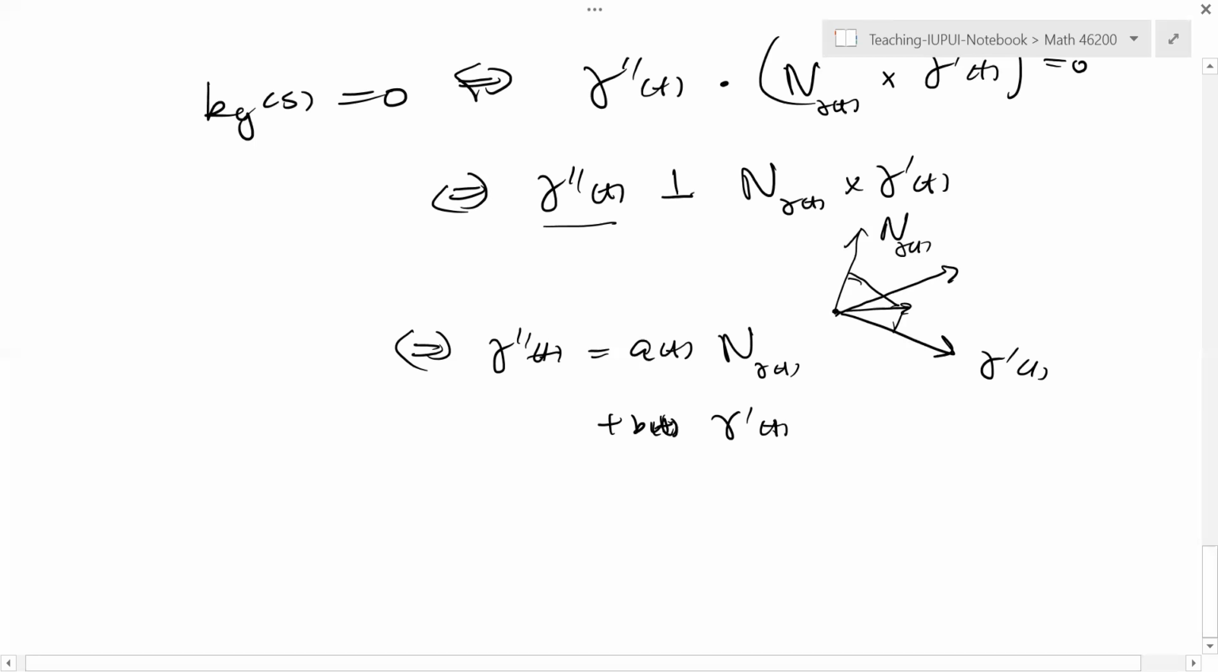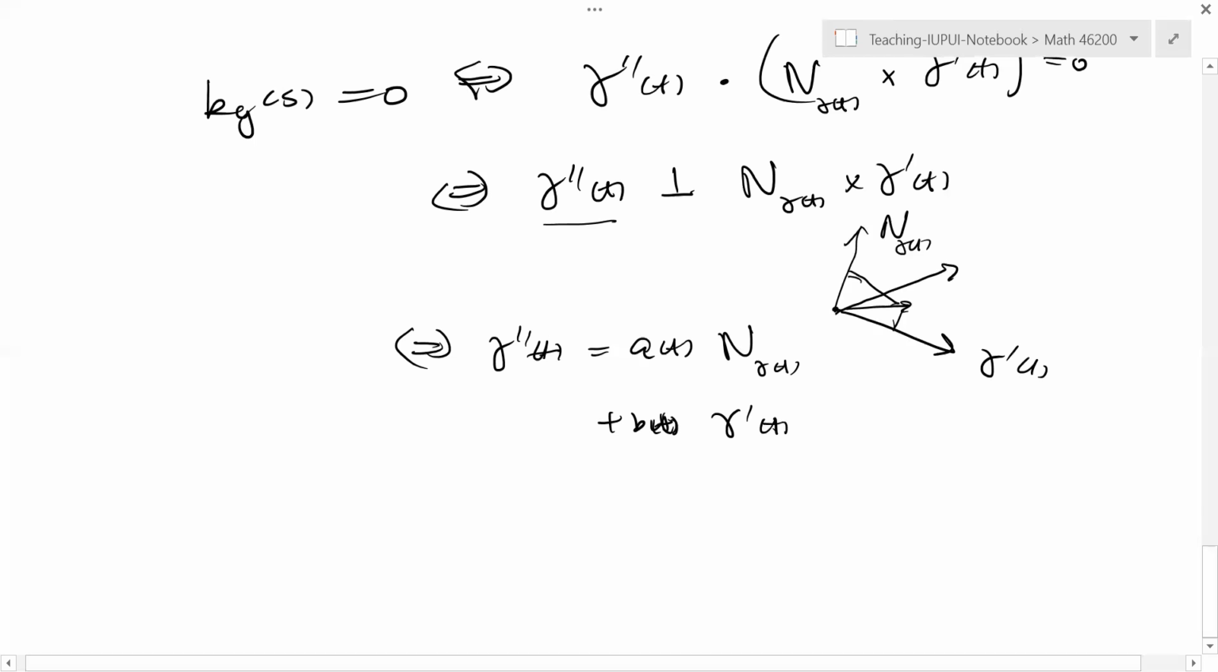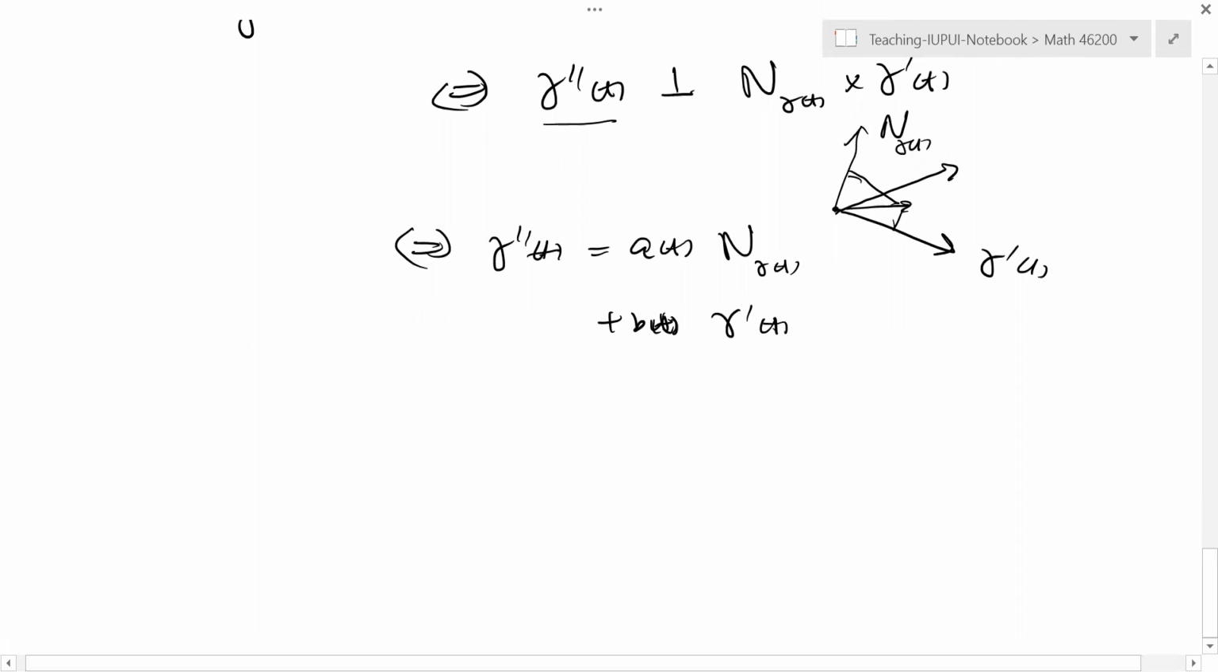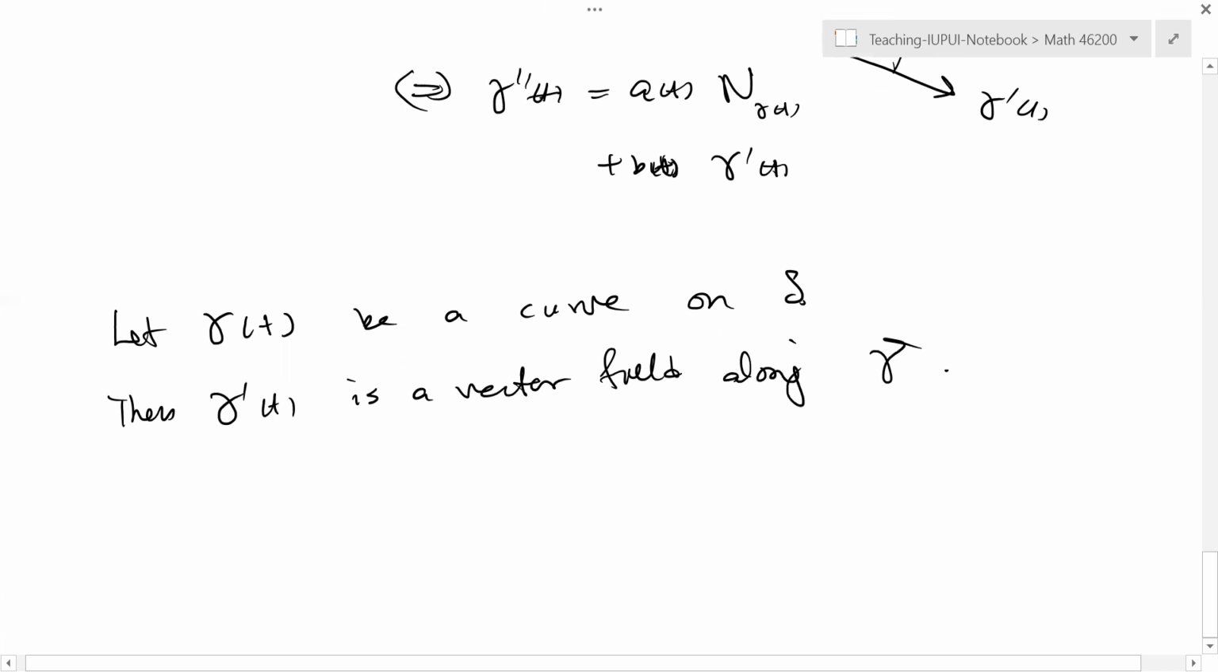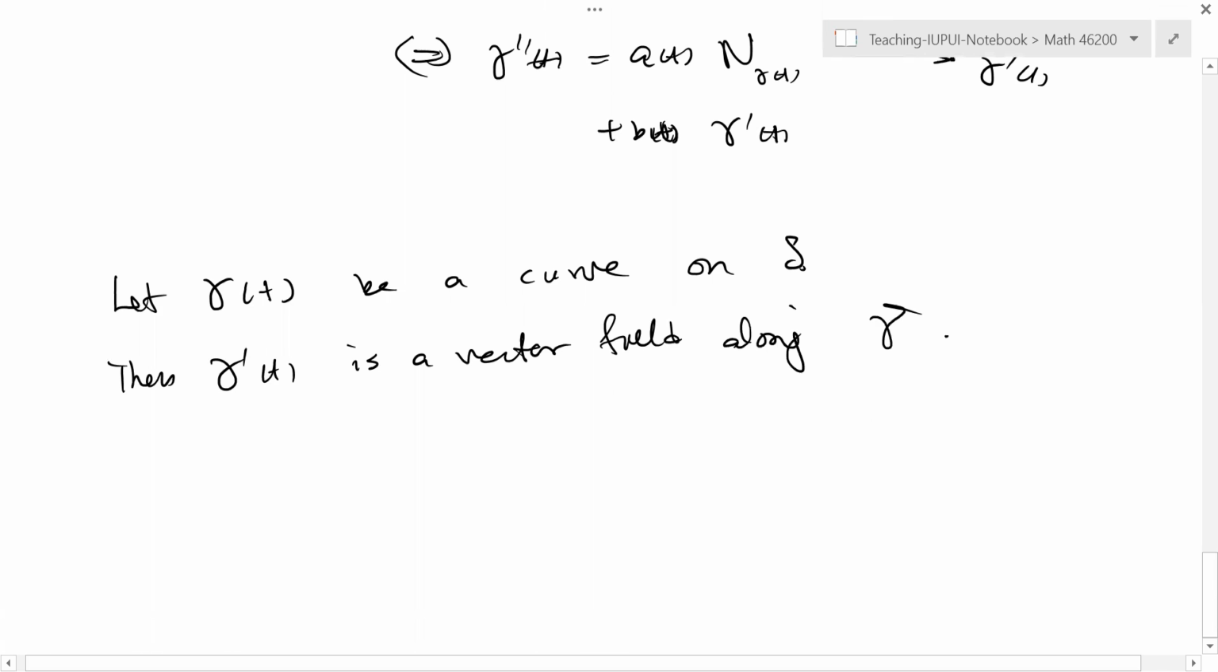Yeah, you can also see that along the geodesic, the tangent vector itself is a covariant derivative, right? So consider, let gamma of t be a curve on the surface. Then gamma prime of t is a vector field, itself a special vector field along gamma, right? Now we remember, suppose you have a gamma on the surface.